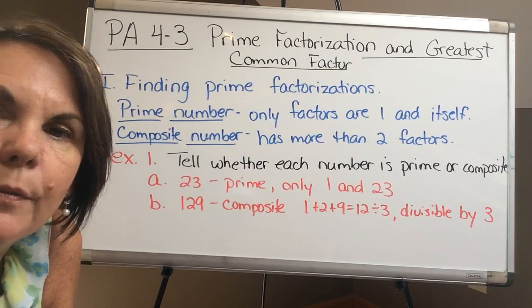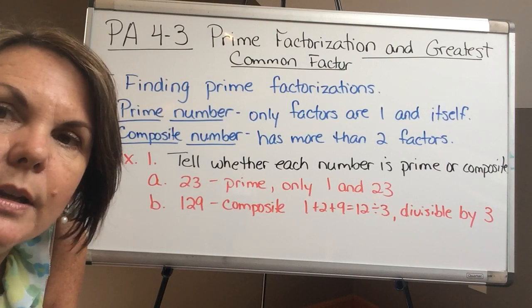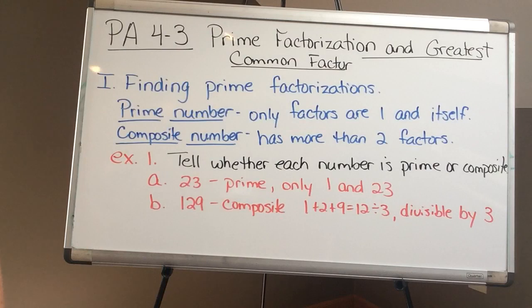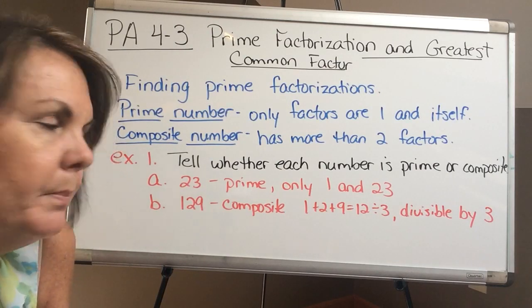So a composite number, if you can think of any other number that can be a factor or divide into it evenly, then it's a composite number. So look at example 1. Tell whether each number is prime or composite.